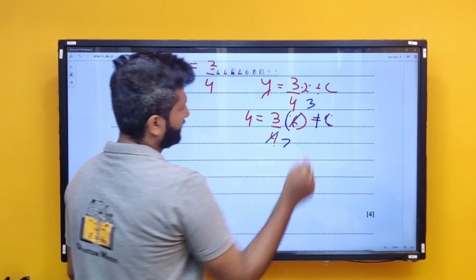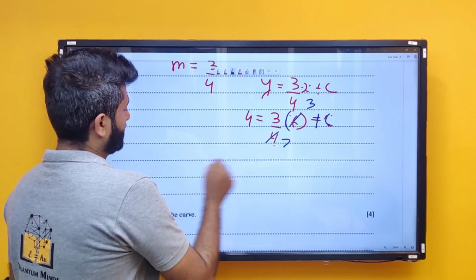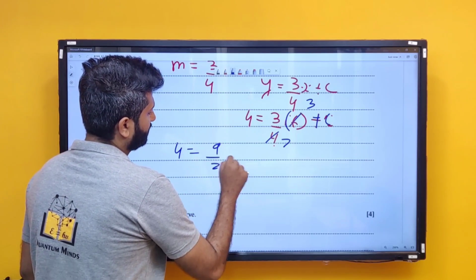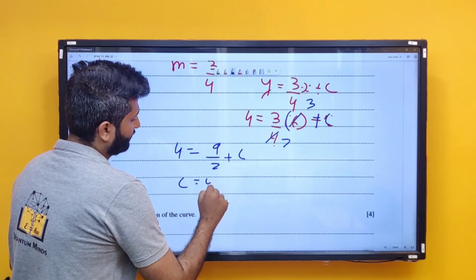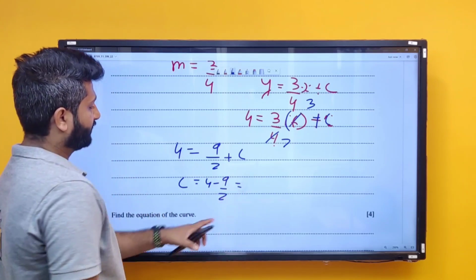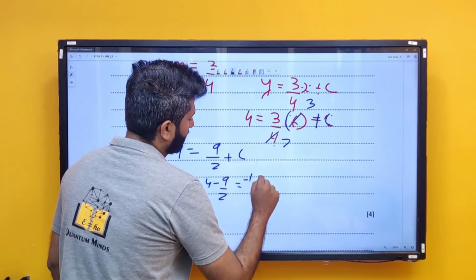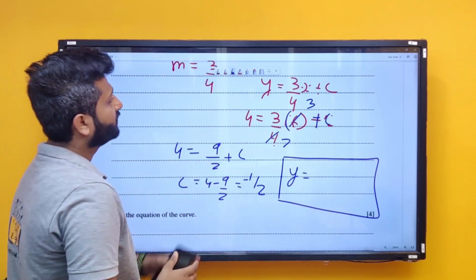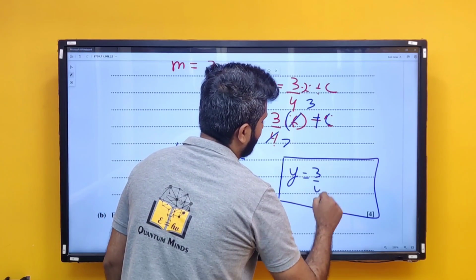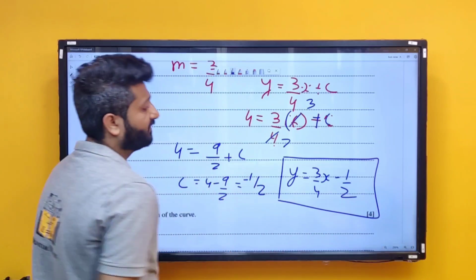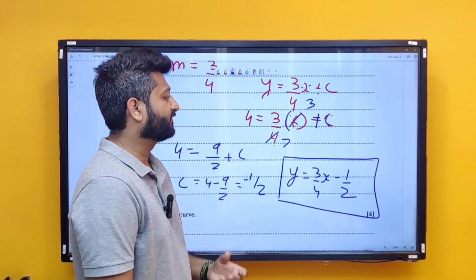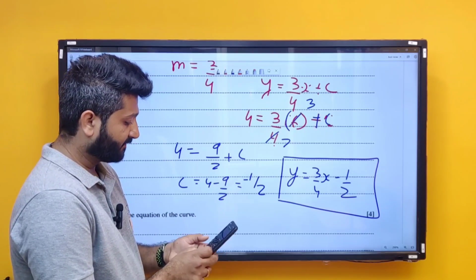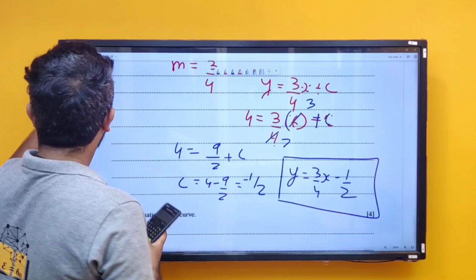So we have 4 equals 3 3s are 9 by 2 plus c. So c is equal to 4 minus 9 by 2. 4 2s are 8, 8 minus 9, minus 1 by 2. So the equation is y equals 3 by 4 x minus half. Okay, just let me reconfirm. 3 into 6 by 4, which is 9 by 2. Yes. Next question.